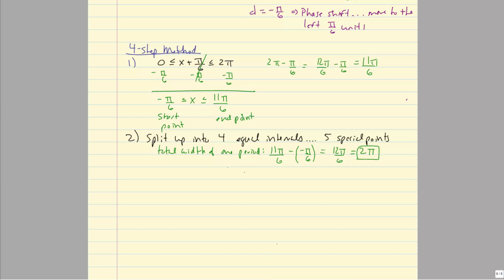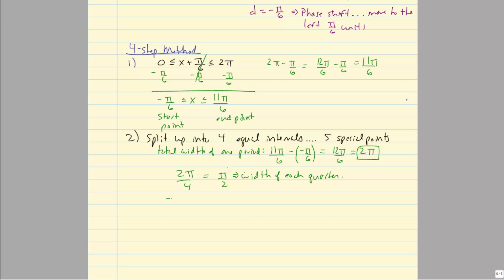Then what I want to do when I split this up into 4 equal intervals, I want to take this 2 pi and I want to divide it into quarters. So when I reduce that, that's pi over 2. This would be the width of each quarter.